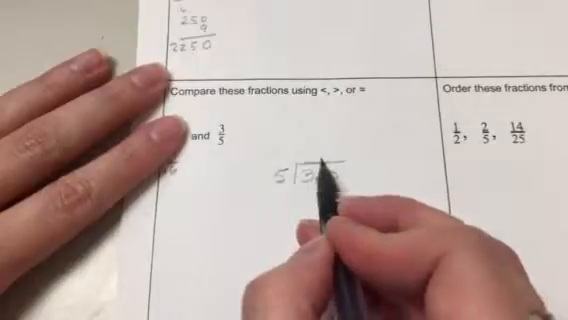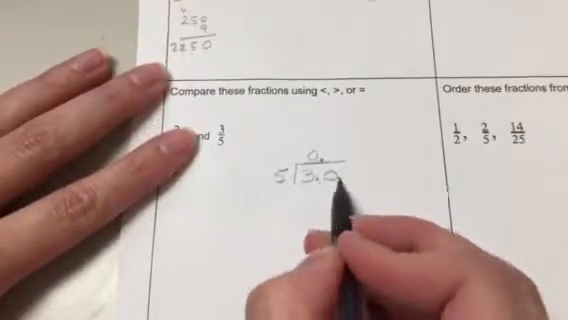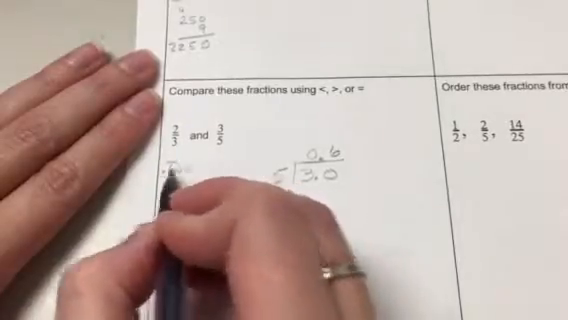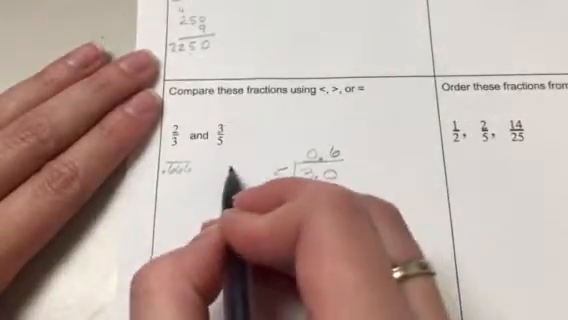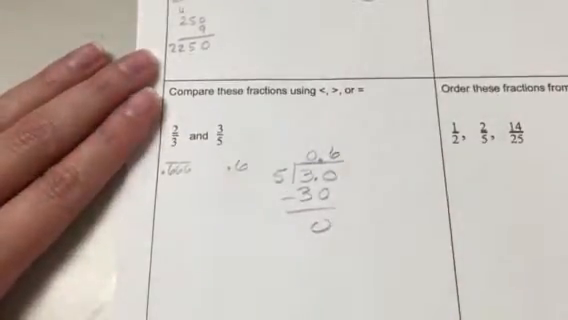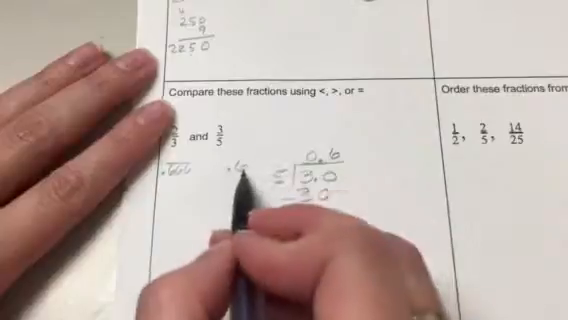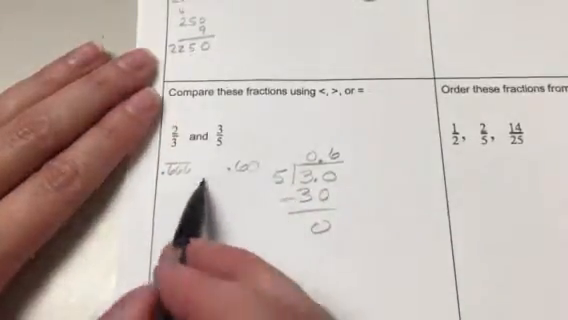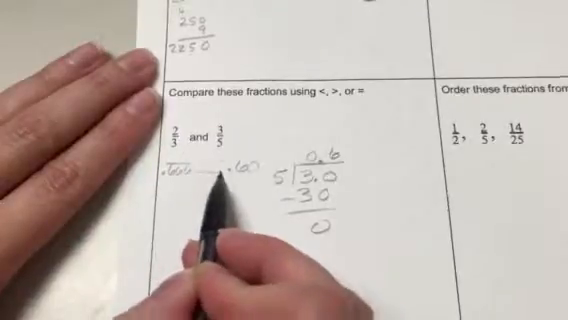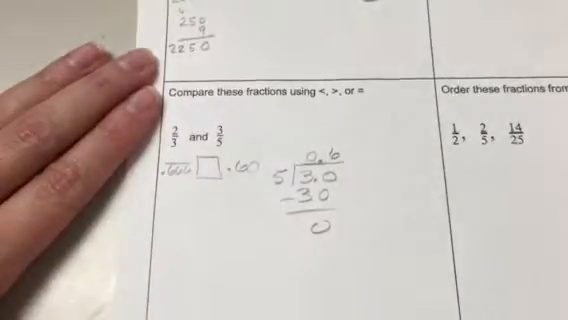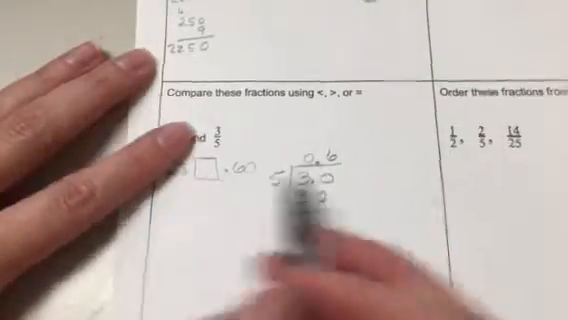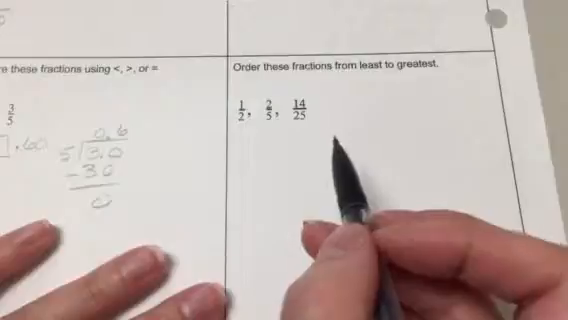So 5 won't go into 3, but 5 will go into 30 six times. So the first one is actually 0.666 repeating. This one is just 0.6 because that goes in evenly with no remainder. So which one of those, if I could put a 0 after that, so which one is greater, 66 cents or 60 cents? So you guys decide and put your inequality, less than, greater than, or equal to, in the box.